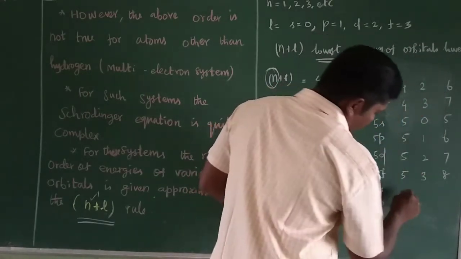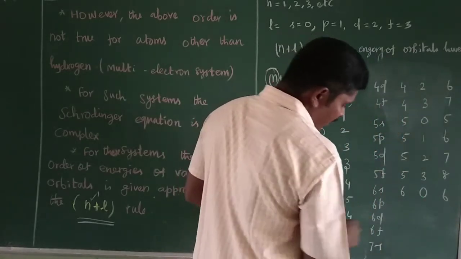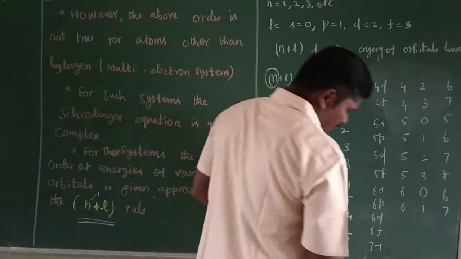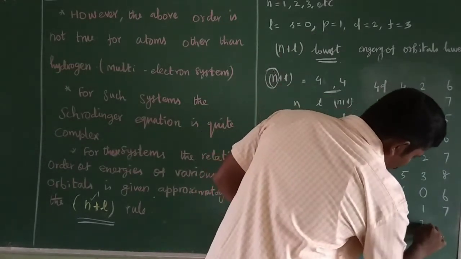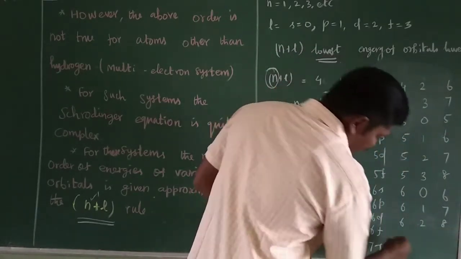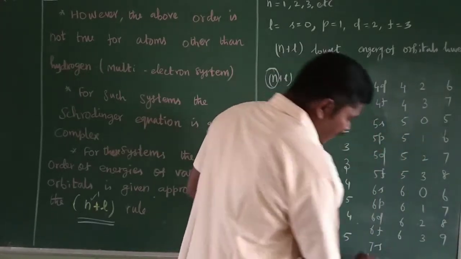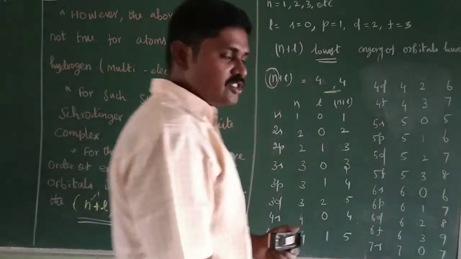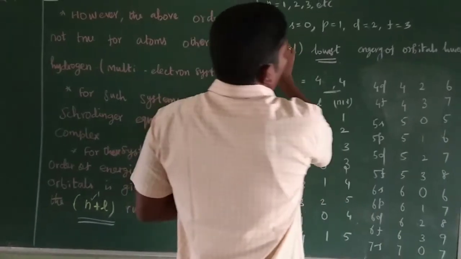In the 6s orbital, 6 plus 0 is 6. For 6p, 6 plus 1 is 7. For 6d, 6 plus 2 is 8. For 6f, 6 plus 3 is 9. In the 7s orbital, 7 plus 0 is 7.